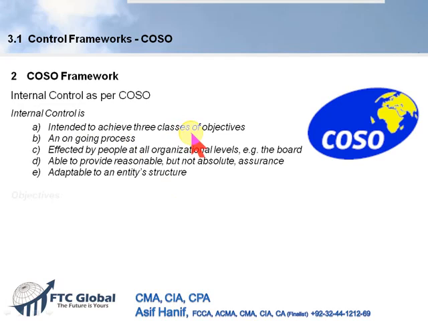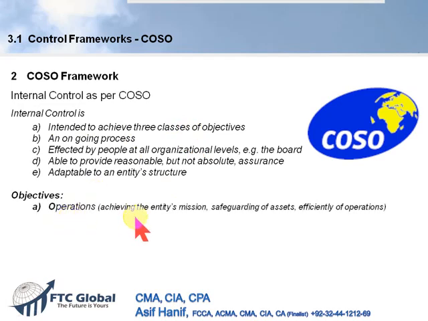First objective was operations. The first objective related to operations is that the entity must achieve its mission. Why does an entity exist? Assets must be protected and safeguarded, and operations must be efficient and effective. So these are objectives related to operations. Controls are designed to achieve the entity's mission, to help protect organization assets, and as far as practicable, ensure effective and efficient operations of the business.